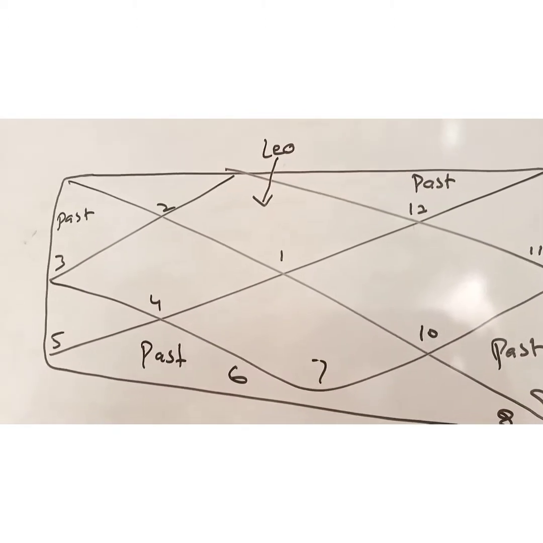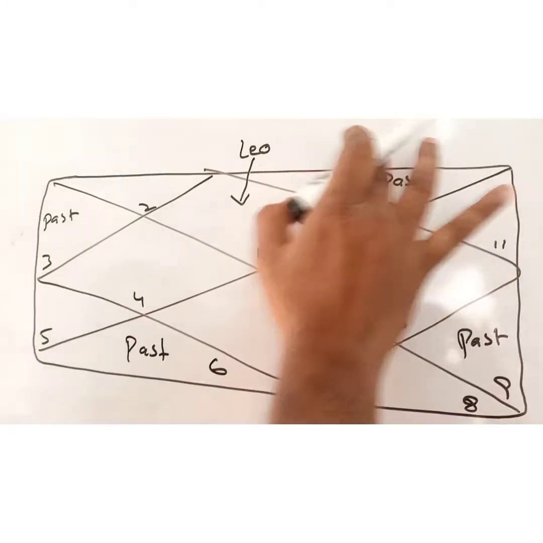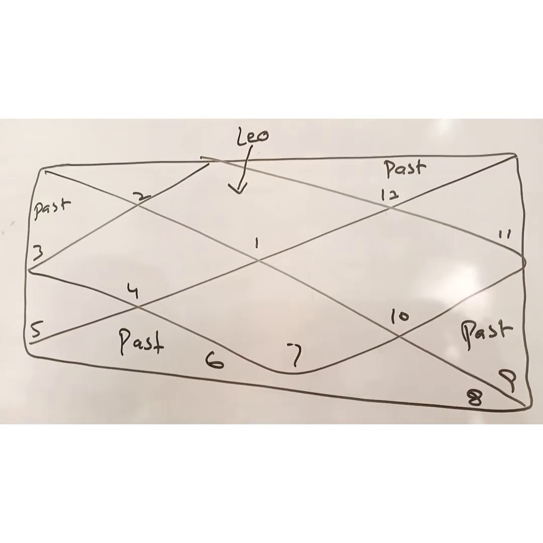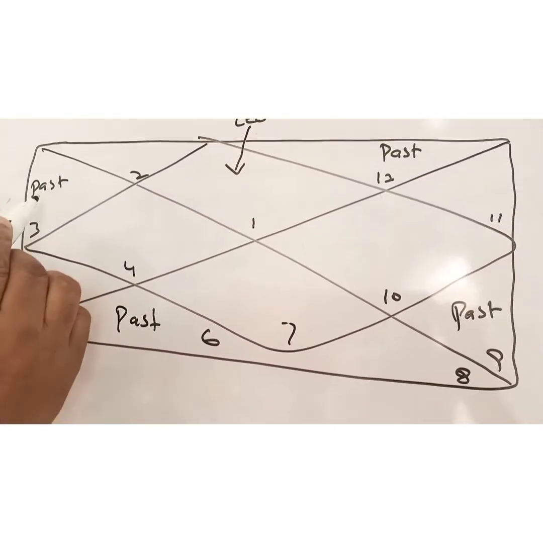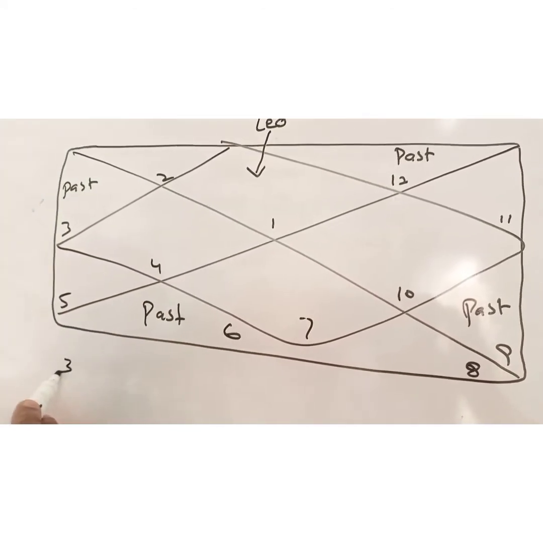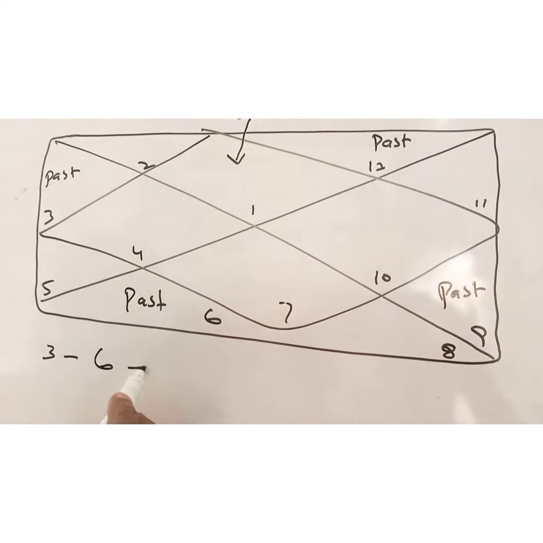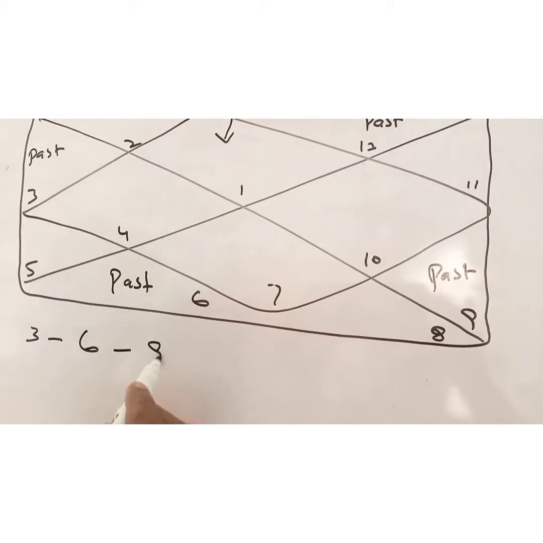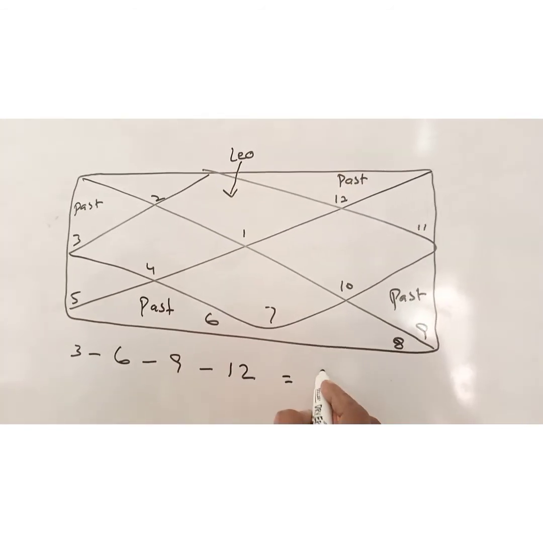Now these four houses of Leo are his past. If you are making a chart of anyone, house number 3, house number 6, house number 9, and house number 12 belong to past tense.